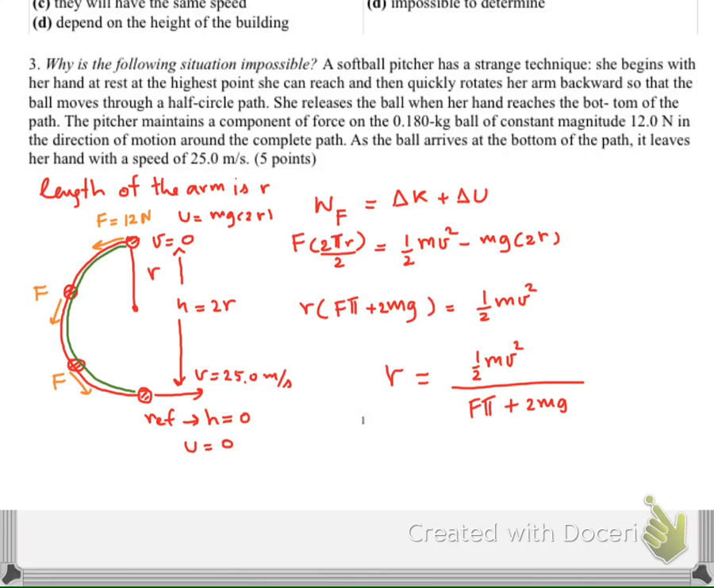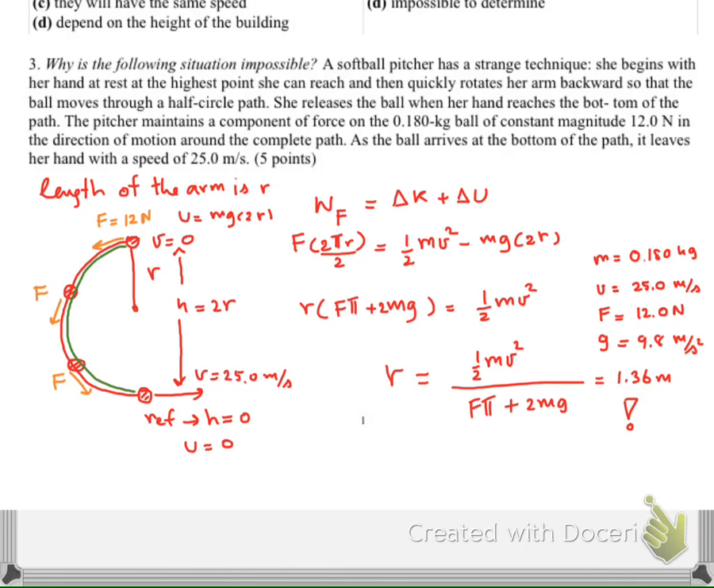Once you enter the numerical values, we have that m is equal to 0.180 kilogram, v is equal to 25.0 meters per second, F is equal to 12.0 Newton, and we use g as 9.8 meters per second squared. We will have that r is equal to 1.36 meters.